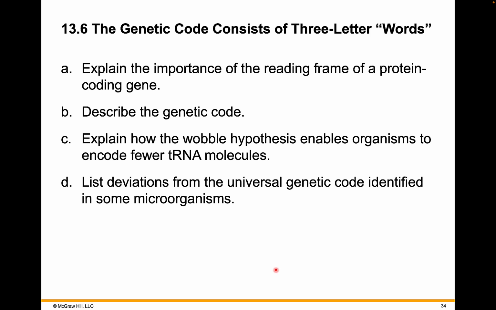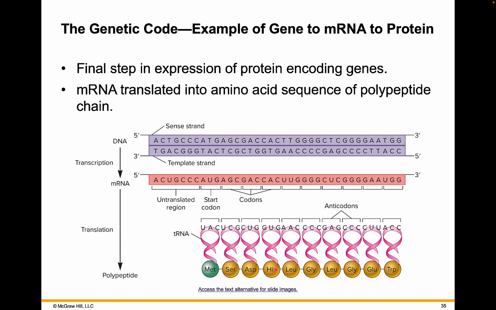After that, we will review the genetic code, which consists of 3-letter words. Here, the final step is the expression of the protein-encoding gene, and we need to know this: the mRNA is translated into the amino acid sequence of the polypeptide chain. How did this happen? How is all the information in the DNA translated?